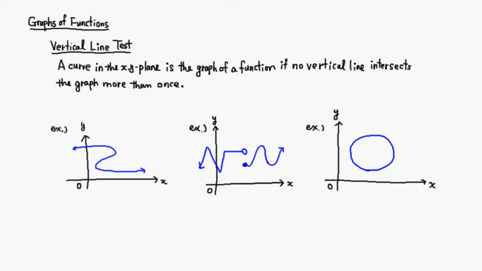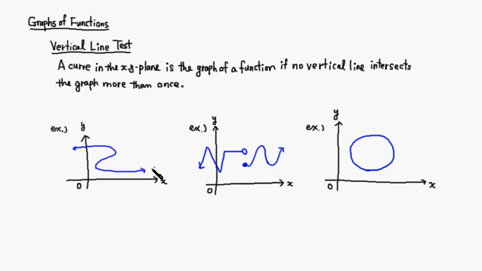Okay, let's look at the graphs of functions. There's an easy way to tell if a curve in the xy plane is the graph of a function. The method is called the vertical line test. You probably have heard of it before, but here's the statement: a curve in the xy plane is the graph of a function if no vertical line intersects the graph more than once. So let's apply this test to these graphs.